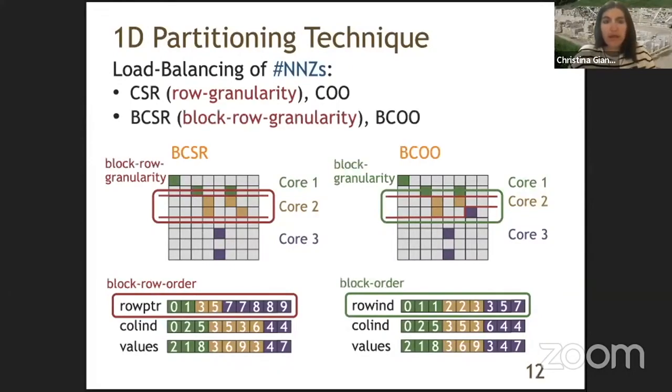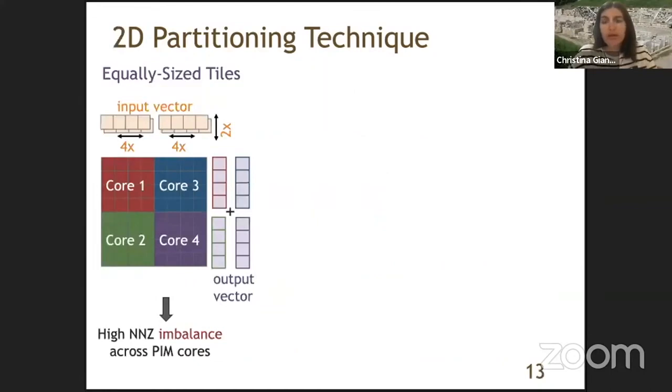Similarly, the BCSR and the BCOO formats are the block-based counterparts of the CSR and COO formats respectively, and therefore in the BCSR, again, the load balancing is limited to be performed at the block row granularity. So in the 2D partitioning technique, SparseP supports 3 schemes for all the 4 compressed matrix formats mentioned.